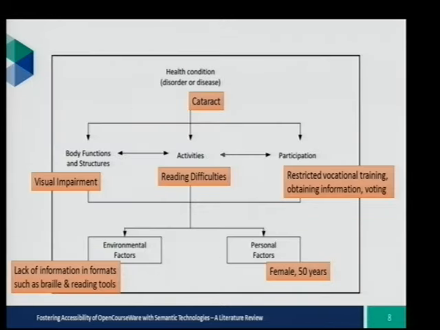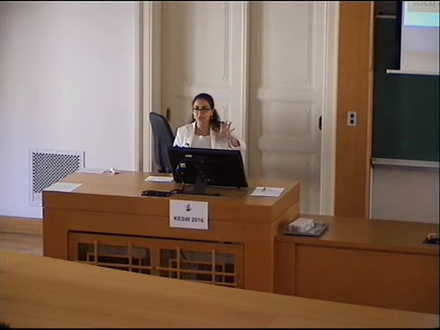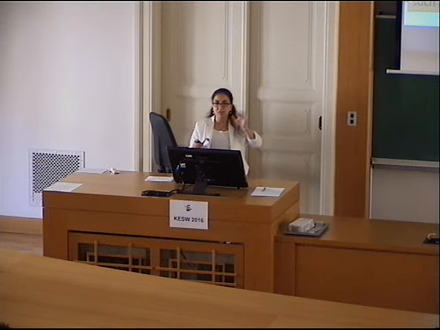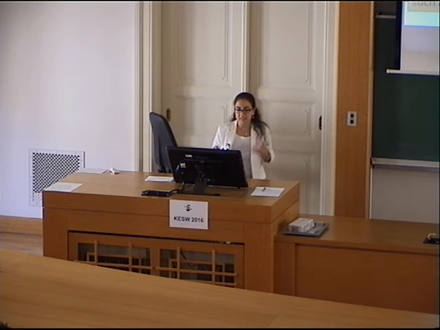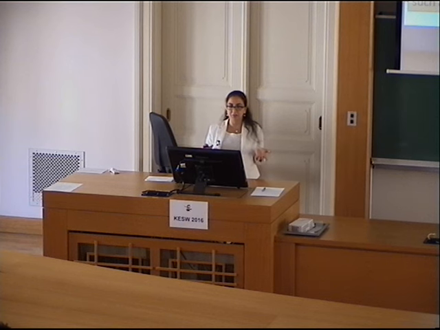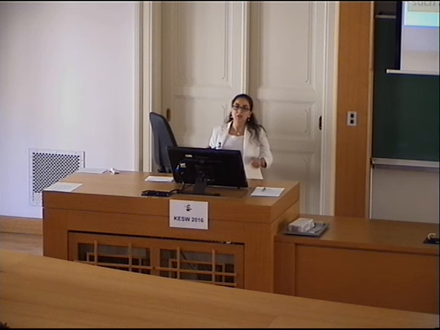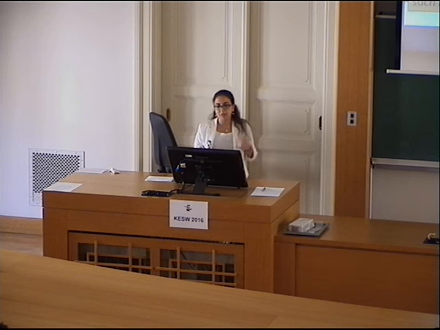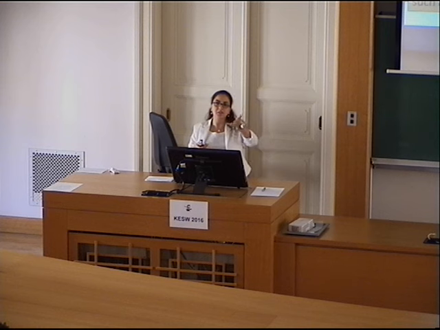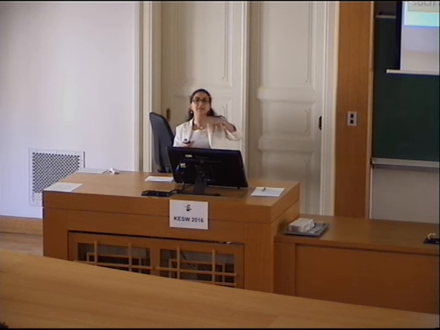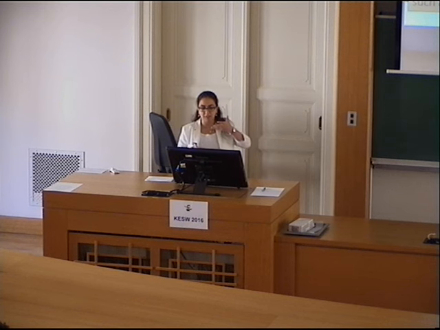Let me tell you a very small example also. For example, we have something called cataract. This is a kind of disability which makes people able to see, but everything looks blurry. They cannot recognize small things. They can recognize big objects, but they have a problem recognizing very small things. They have this hazy sight, so they have reading difficulties. For these people, you may need braille, for example, as an input device. You may need screen readers for these people. So from the specification of this disability, you can recognize what you should do and what the needs of these people are.